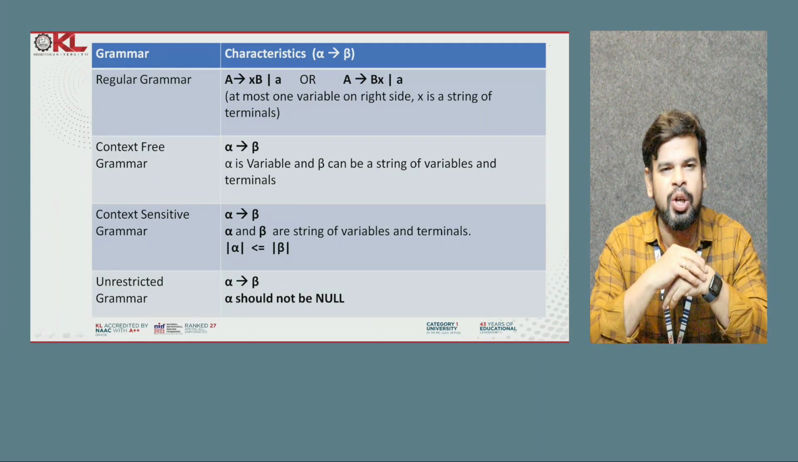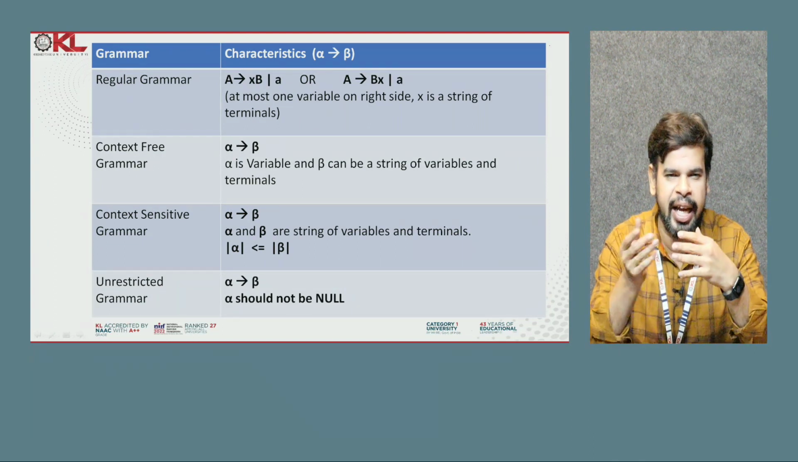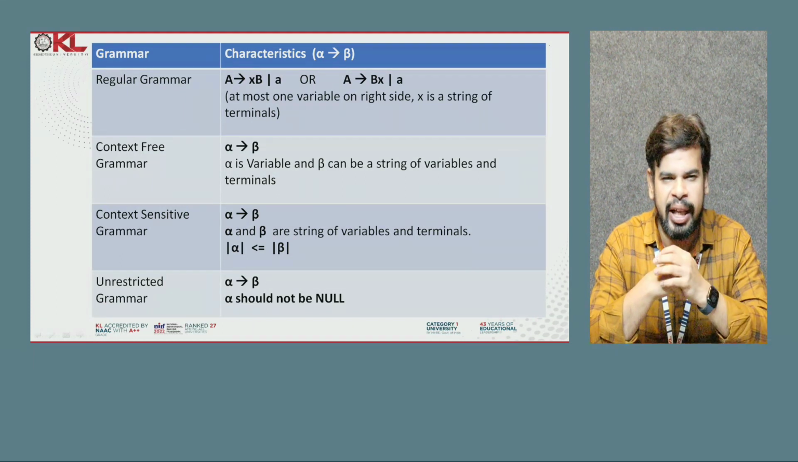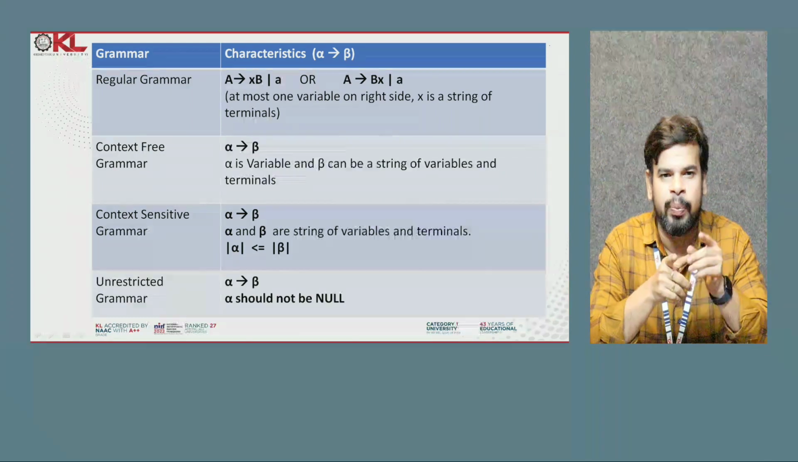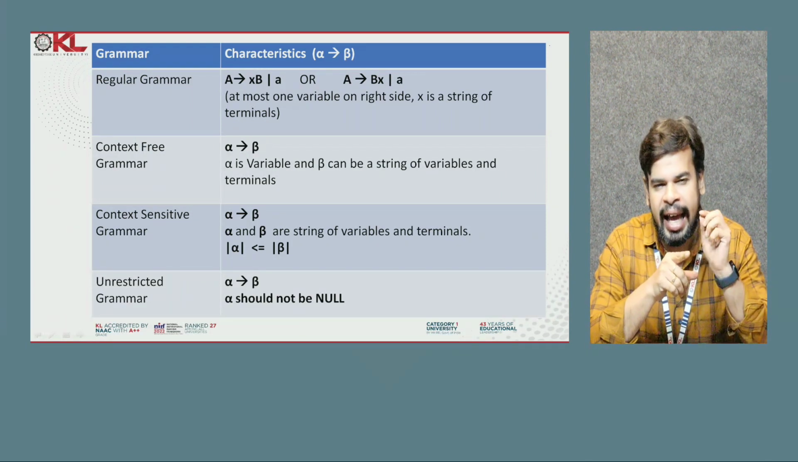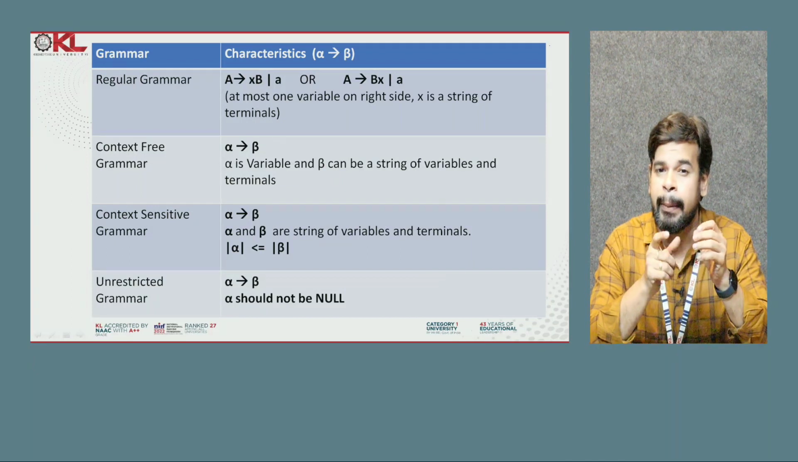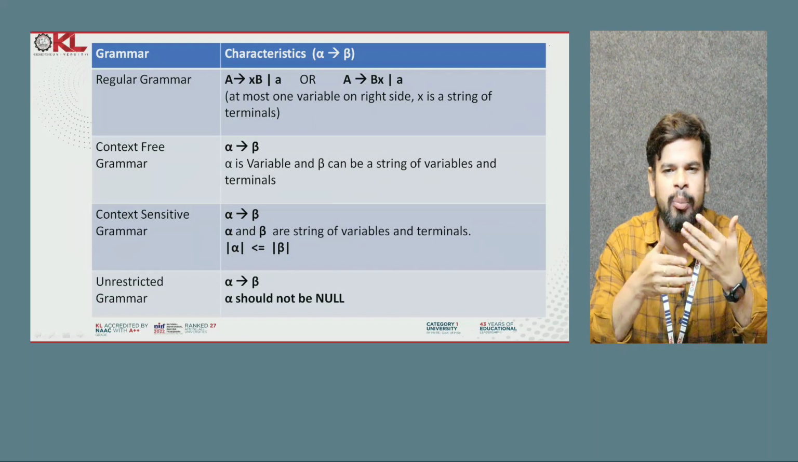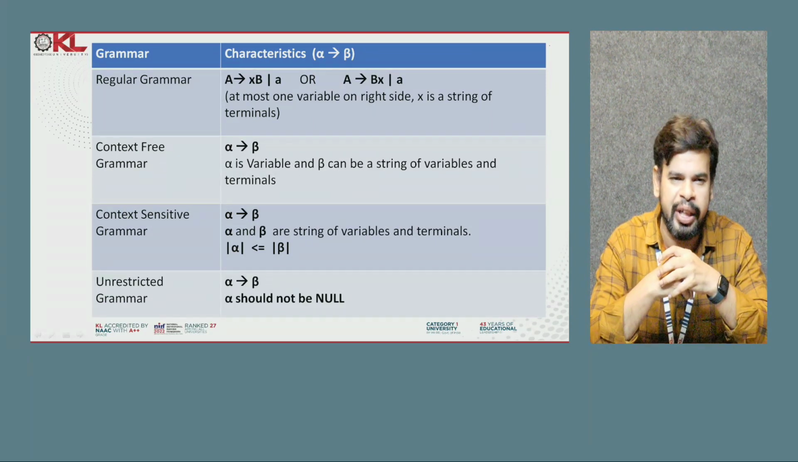And the next one is context free grammar. It is also divided into left hand side and right hand side. The left hand side we denote with the alpha symbol, and the right hand side with the beta symbol. Now, on the left hand side, alpha is given as a variable, whereas beta can be a string of variables or terminals, right? It can be a combination of variables or terminals. This comes under context free grammar.